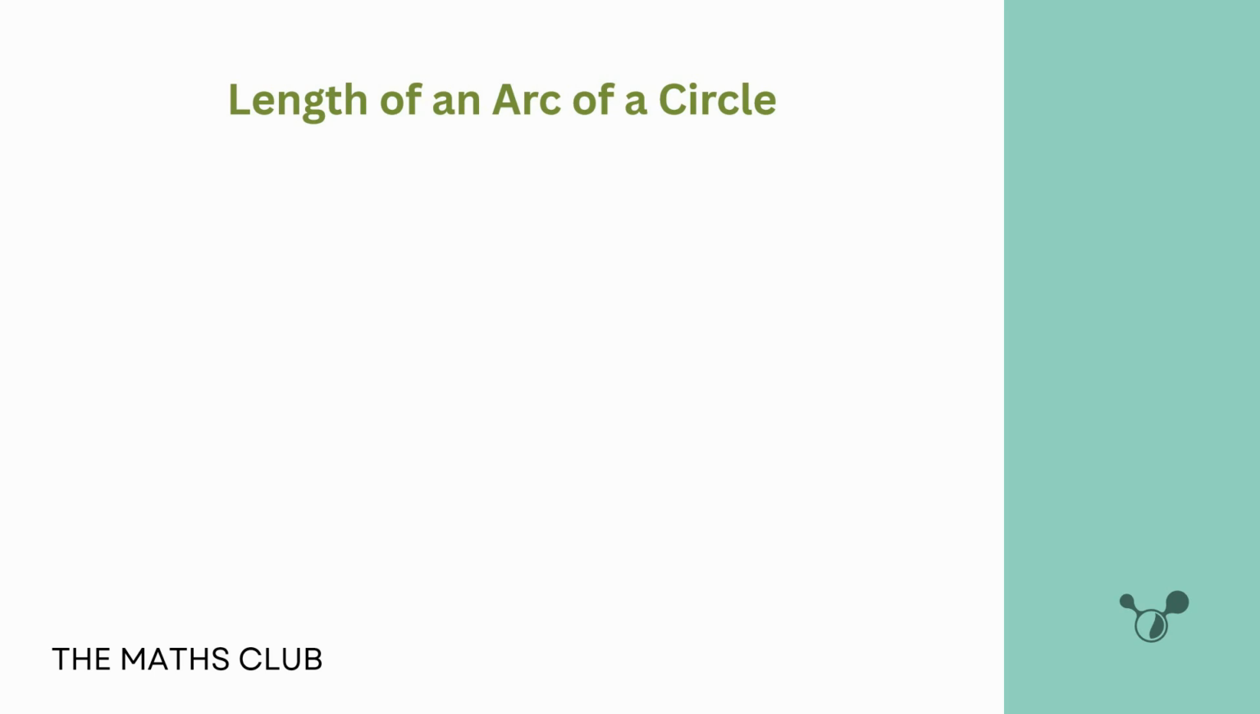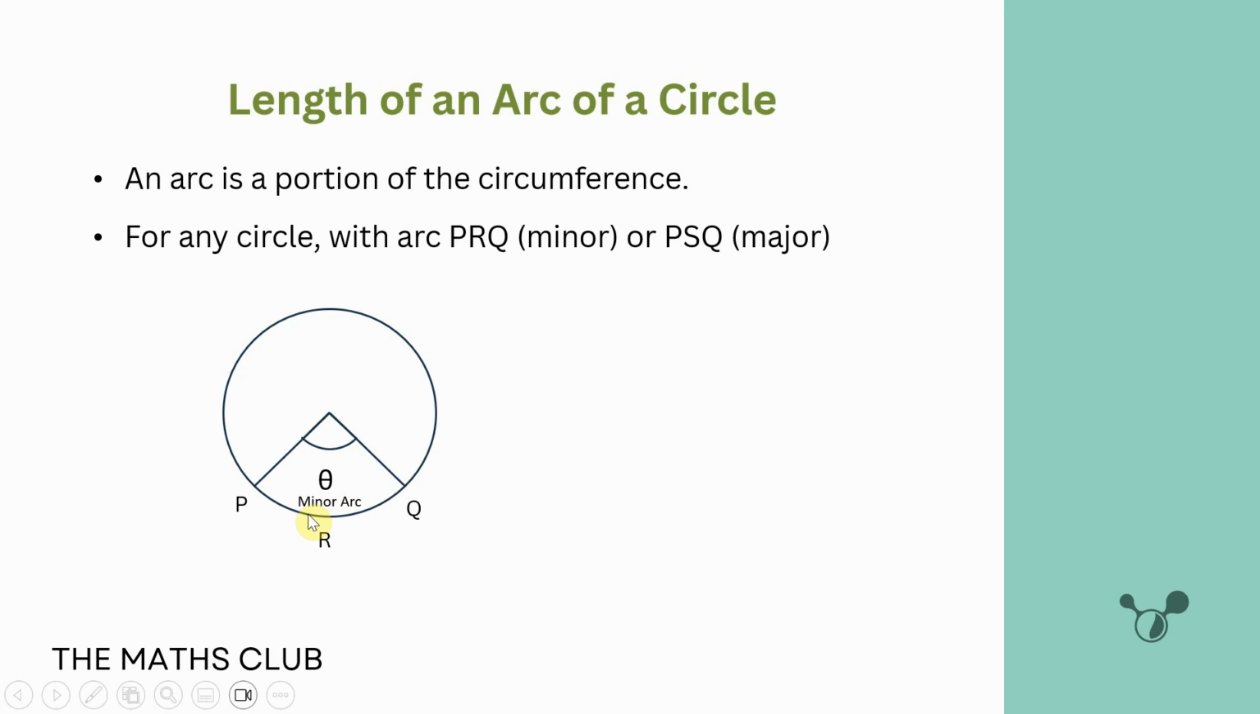That takes us to the length of arc of a circle. So an arc is just a portion of the circumference. So this is the circumference, total circumference. If I wanted to take just the length from this point to this point, right, that is an arc. And this is a minor arc because it's just a smaller one.